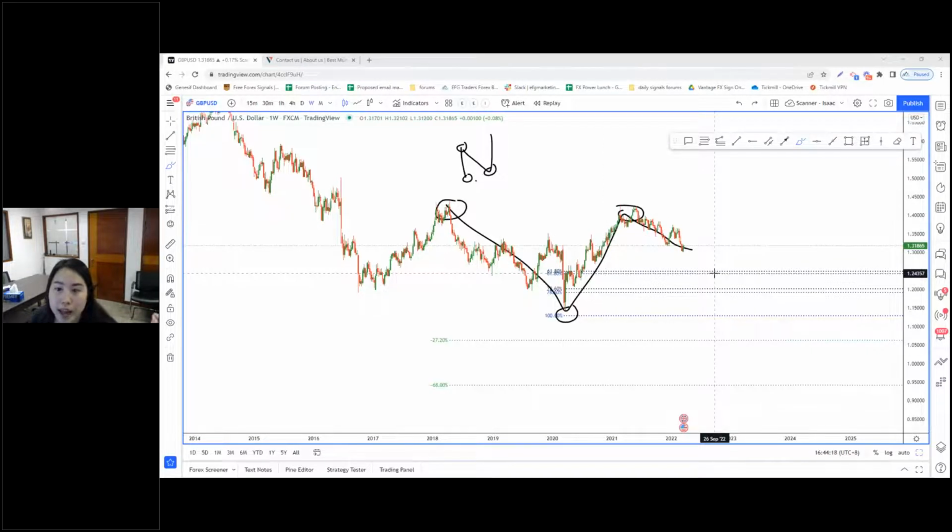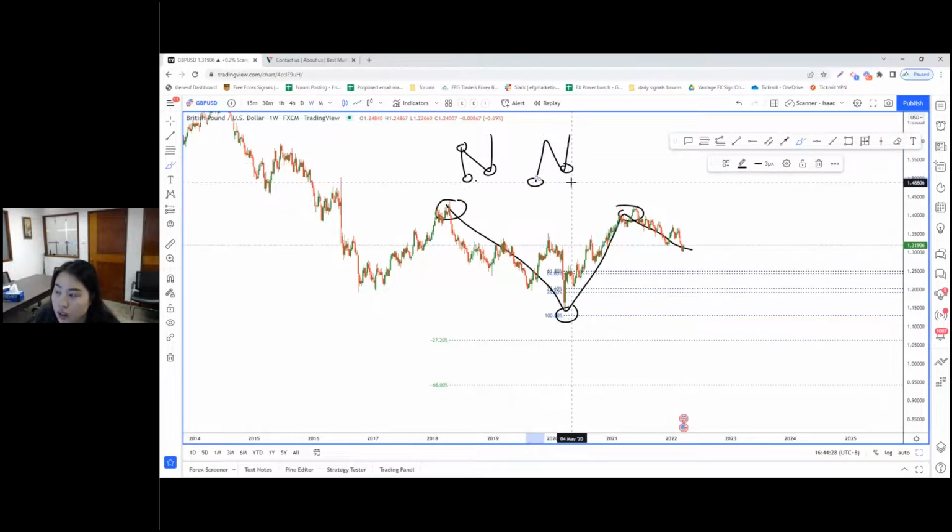But remember, for the expansion, the zigzag is only valid if this third point here does not cross this first point. Okay, the third point cannot cross the first point. An example of that is actually on the charts right now. Let me just get rid of this.